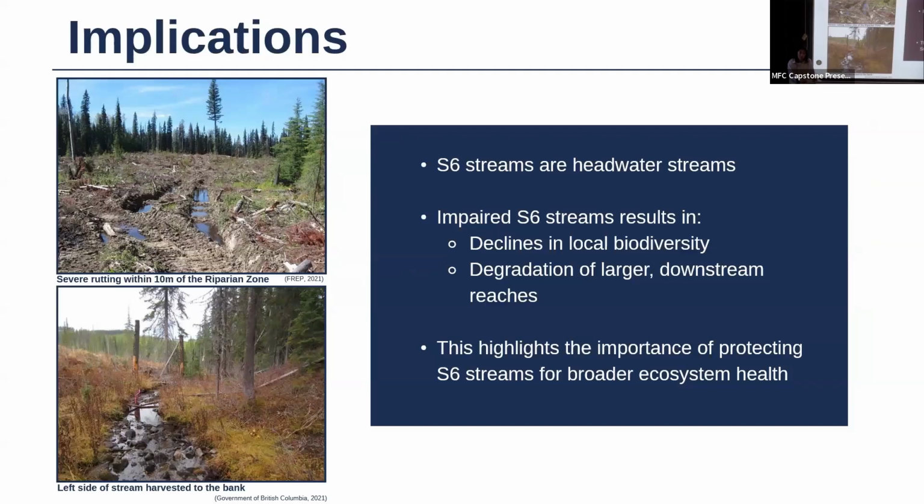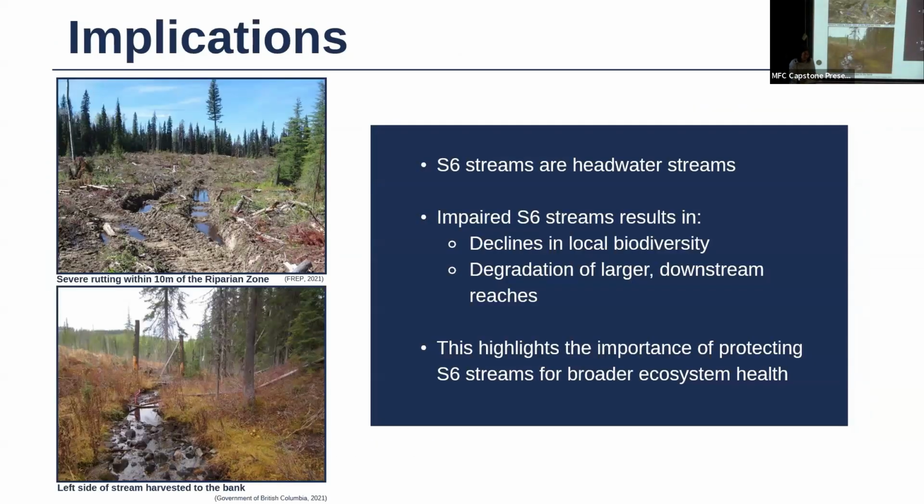As S6 streams are often at the headwaters of a watershed, their condition can significantly impact larger downstream reaches. Literature suggests that insufficient retention on S6 streams not only negatively impacts those specific streams and the surrounding riparian habitat, resulting in declines to biodiversity, but also leads to the degradation of larger connected streams, impacting fish habitat and overall watershed condition.